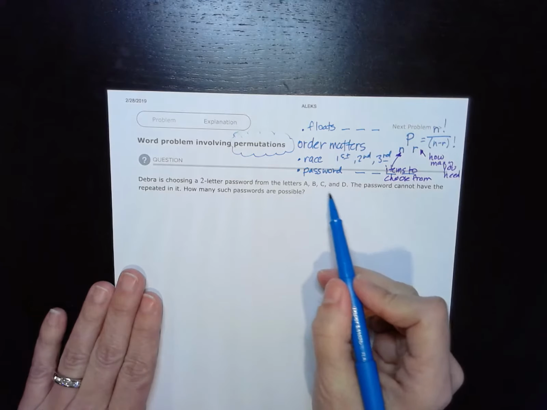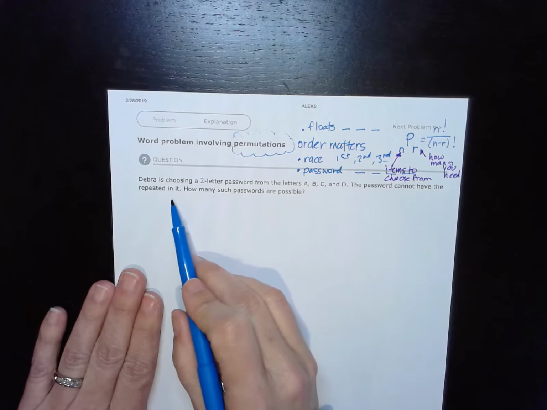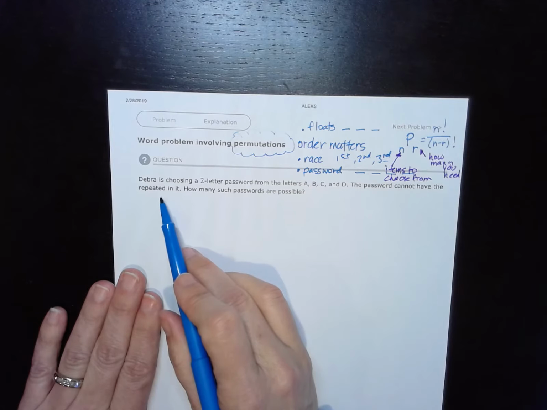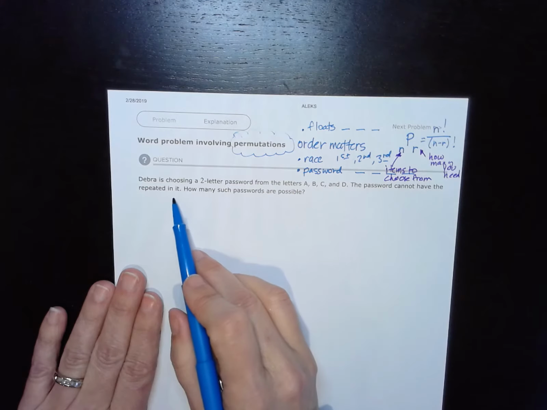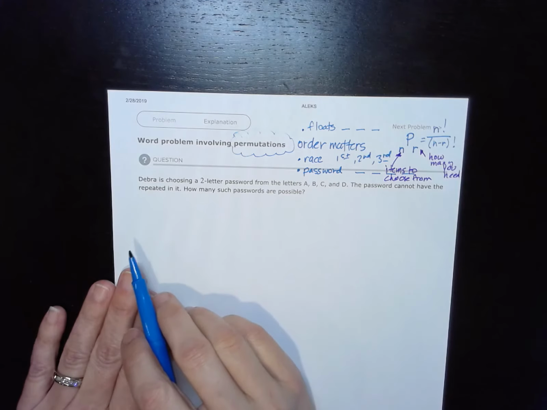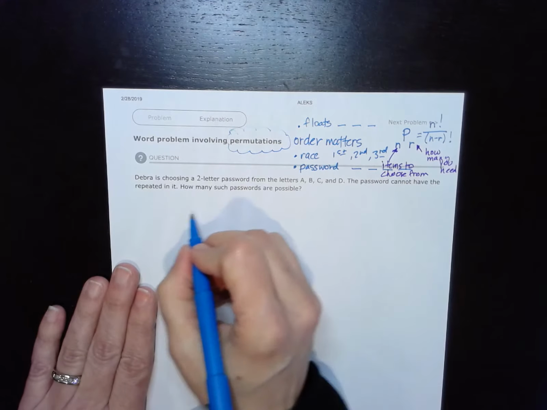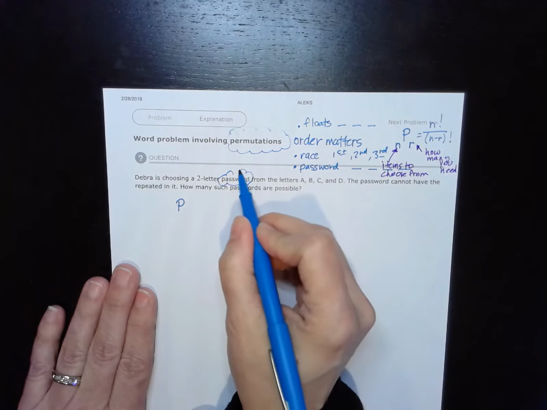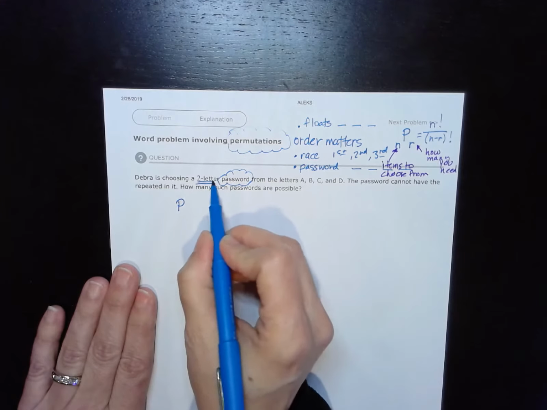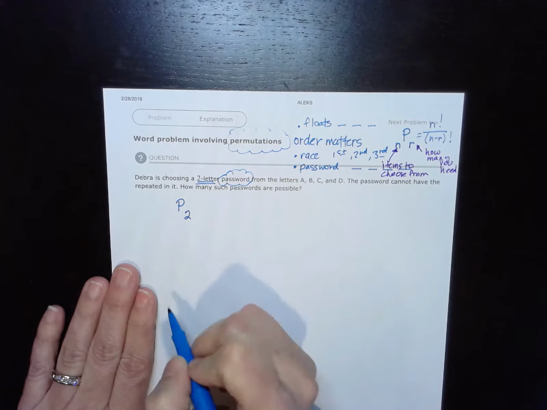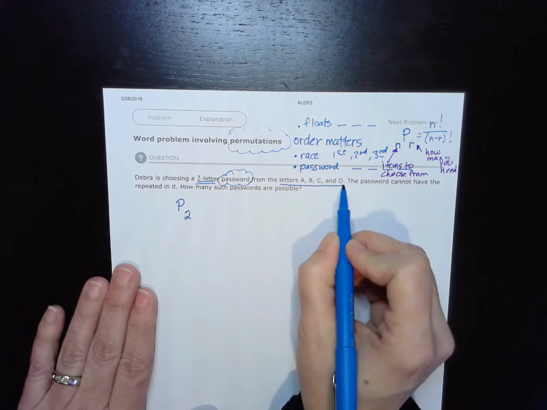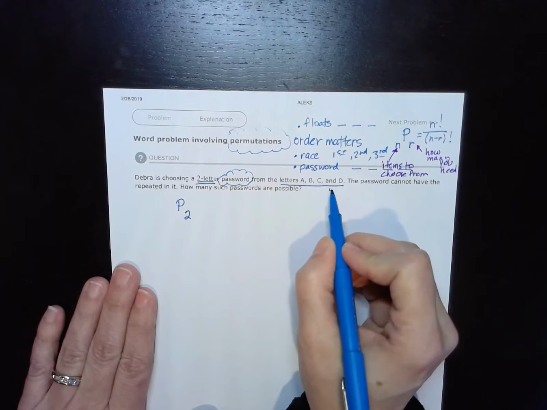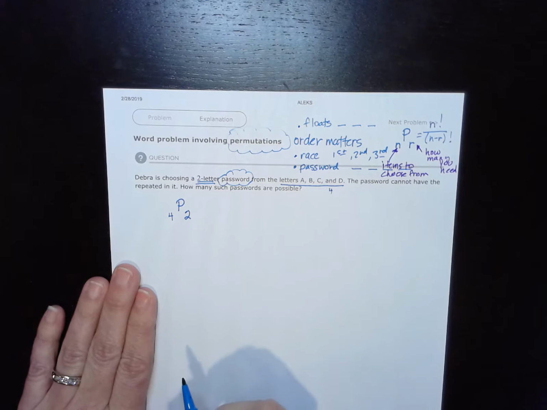So let's look at our first example. It's a permutation. It says Deborah is choosing a 2-letter password from the letters A, B, C, and D. The password cannot have the letters repeated in it. How many such passwords are possible? So I know that this one is a permutation because the order matters. There's my keyword, password. It's a 2-letter password, so I need to choose 2 letters. And this is my bank of letters. There's A, B, C, and D, so there's 4 of those. So I have 4 to choose from.